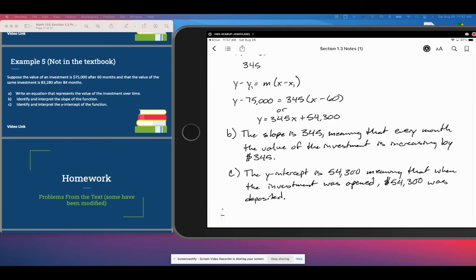Investments are great things. We're going to talk more about them later in our course. Everybody likes to make money for doing nothing.